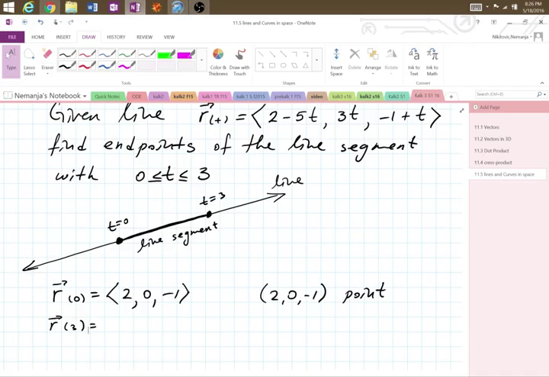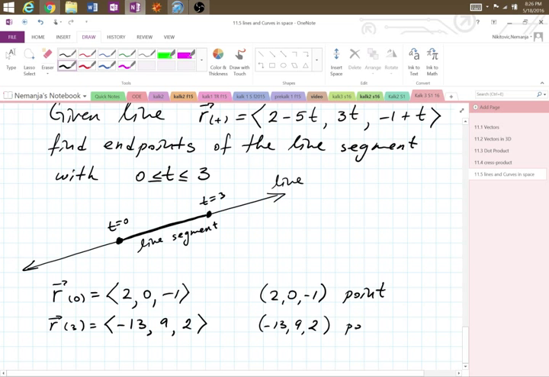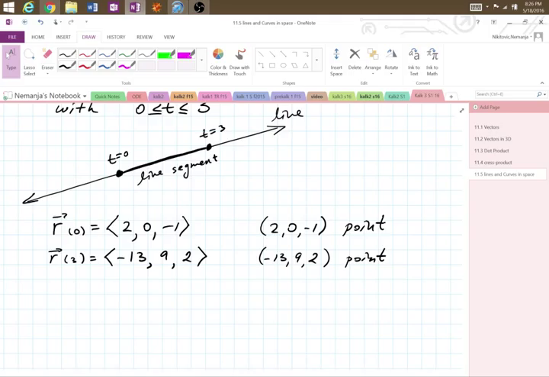3 minus 15 is -13. And then another 3 is 9. And then another 3 is 2. So we have -13, 9, and 2, which is another point. And if you want to know how long the line segment is, you can just run the distance formula, right? That's it.